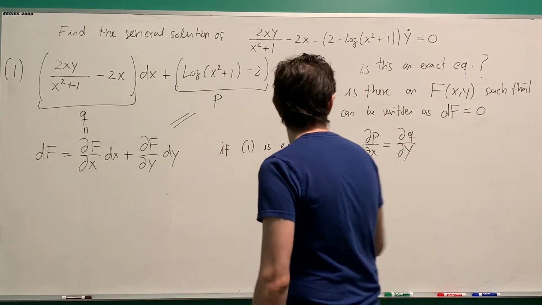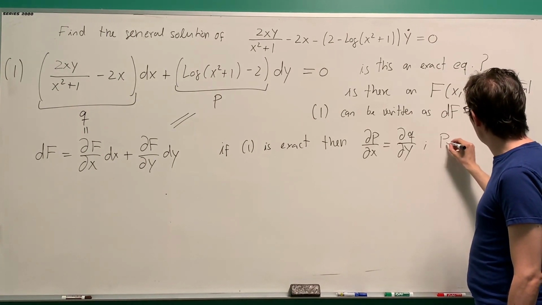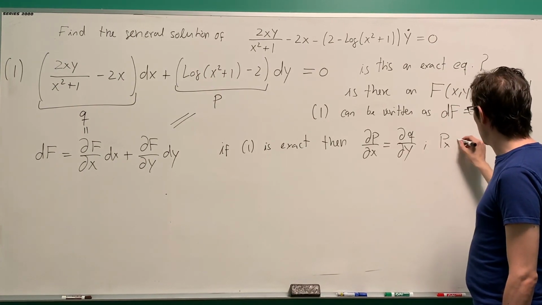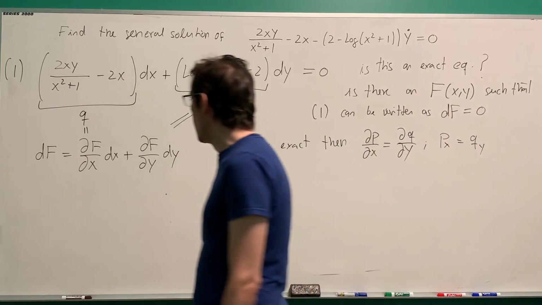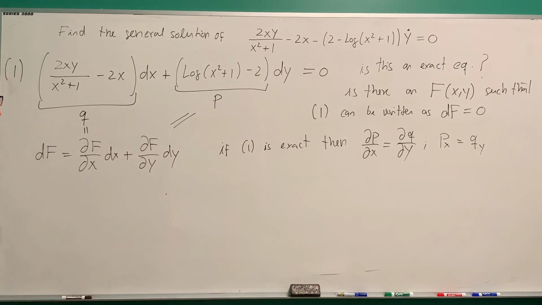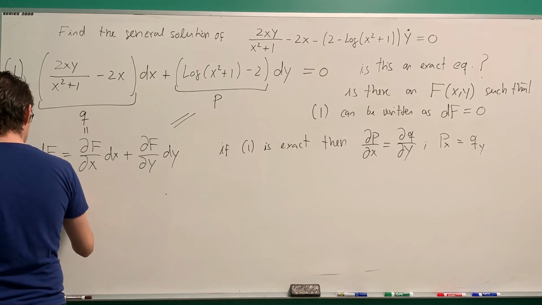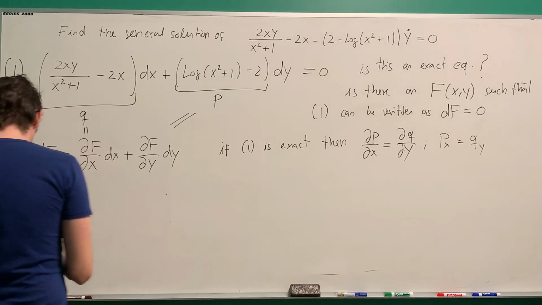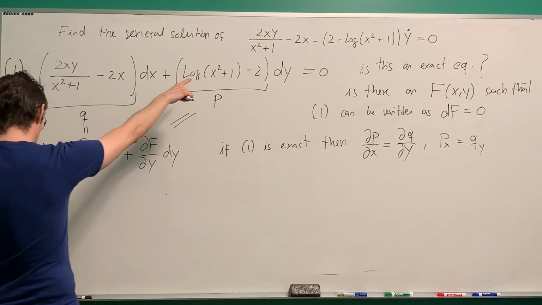All right. So if we write it in compact form, p sub x has to be equal to q sub y. All right. Well, let's compute them and check if this is exact. So first, let me compute p_x. All right. So if we compute p_x, we take the derivative of the log.